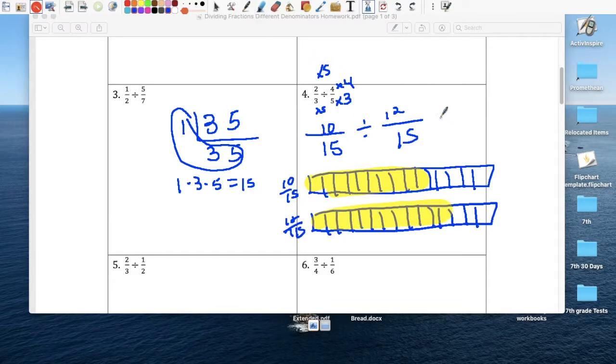So you said, Mr. Show, can I have 12 out of 15? 12 15ths of what you have. I don't have enough to give you, right? I only have 1, 2, 3, 4, 5, 6, 7, 8, 9, 10. I can give you 10 out of the 12 that you wanted. Okay.